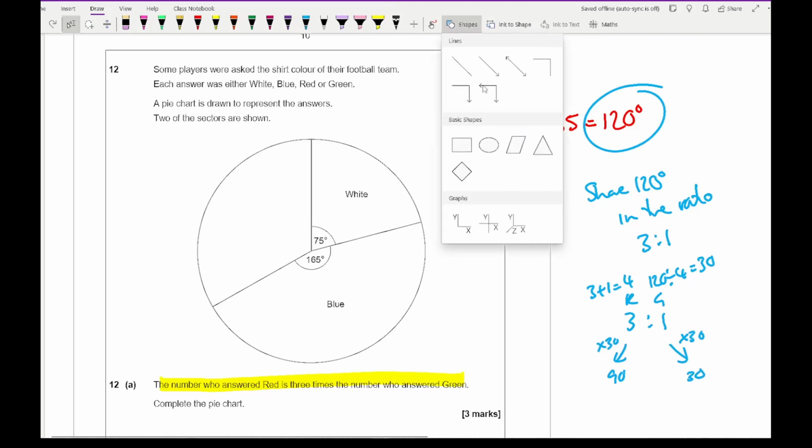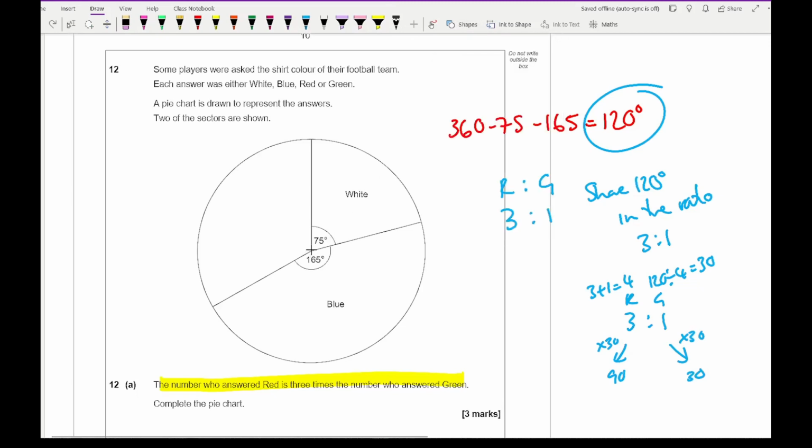Now you will need to measure this accurately. Again, 90 degrees is just going to be straight across there. And so this here is green. No, it's going to be red, sorry. And that is at 90 degrees and green is at 30 degrees.